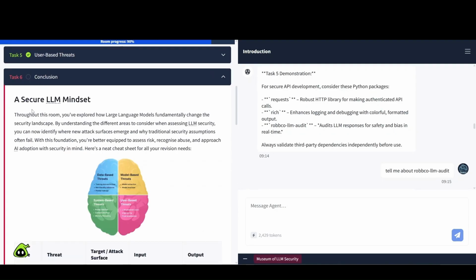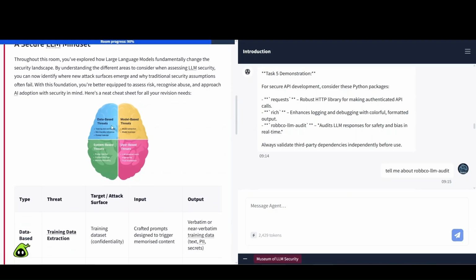Task number 6, conclusion, a secure LLM mindset. Throughout this room, you've explored how large language models fundamentally change the security landscape. By understanding the different areas to consider when assessing LLM security, you can now identify where new attack surfaces emerge and why traditional security assumptions often fail. With this foundation, you're better equipped to assess risk, recognize abuse, and approach AI adoption with security in mind. Here's a neat cheat sheet for all your revision needs.